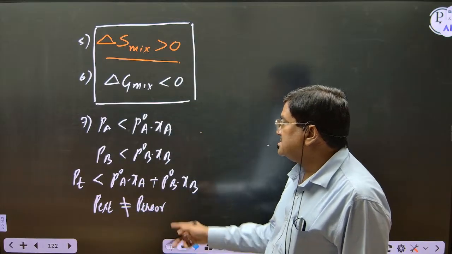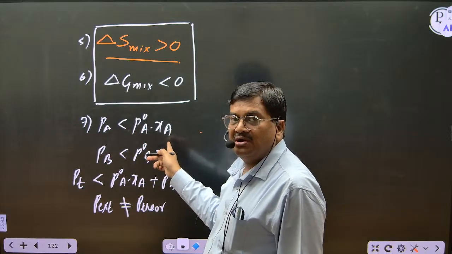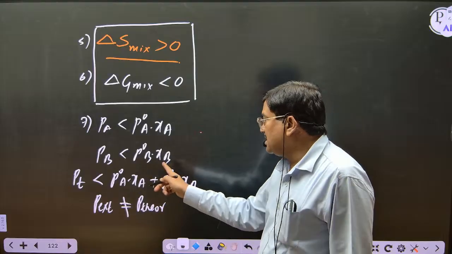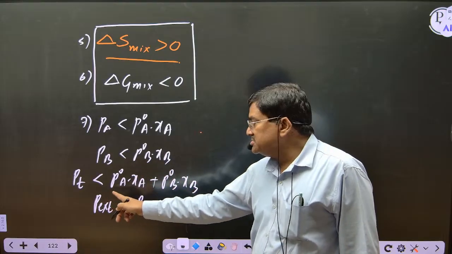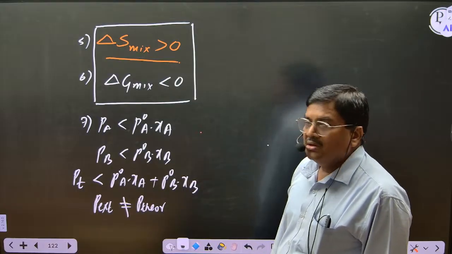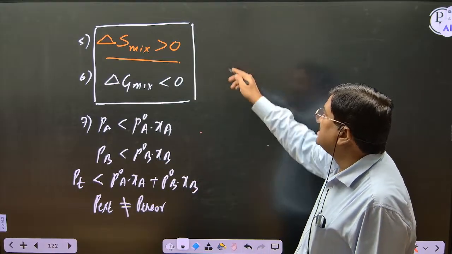Getting idea? So partial pressure of A will be less than P naught of A chi A, partial pressure of B will be less than P naught of B chi B. Total pressure of the solution also comes less than ideal. Clear up to here? Now write what are the examples for this.